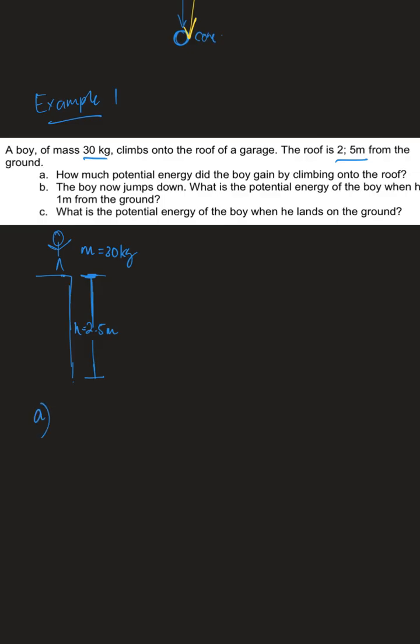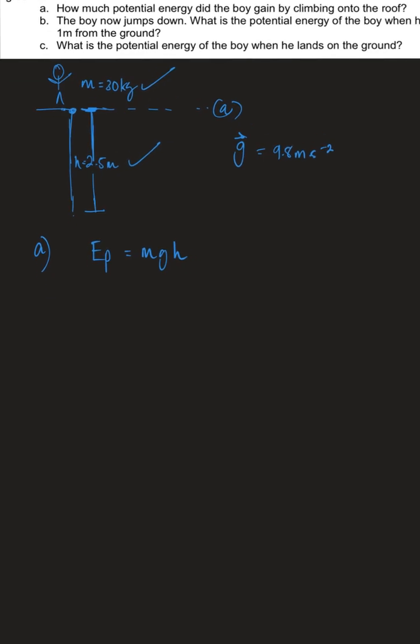Let's look at A. A says, how much potential energy did the boy gain by climbing onto the roof? Right, so I know that my formula is EP is equal to mgh. I've got the mass, I've got the height, because they want the gravitational potential energy at the top here. I also know that g, no matter which calculation I'm doing, is equal to 9.8 meters per second squared.